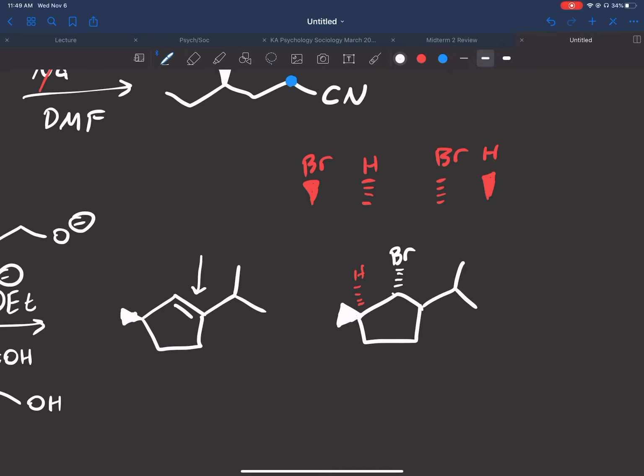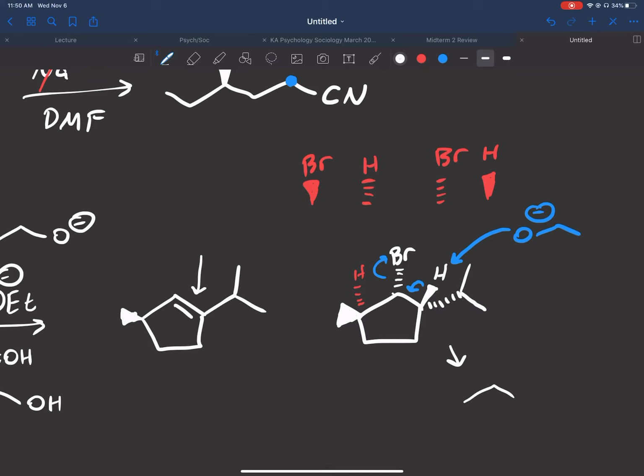And again, in E2, the hydrogen must be opposite. So now what I'm going to do is change the stereochemistry of that group. If we make that dashed, the hydrogen there will be wedged. Now this is perfectly set up for an E2, in which our good base is going to grab that H. This bond is going to come down and kick the Br out.